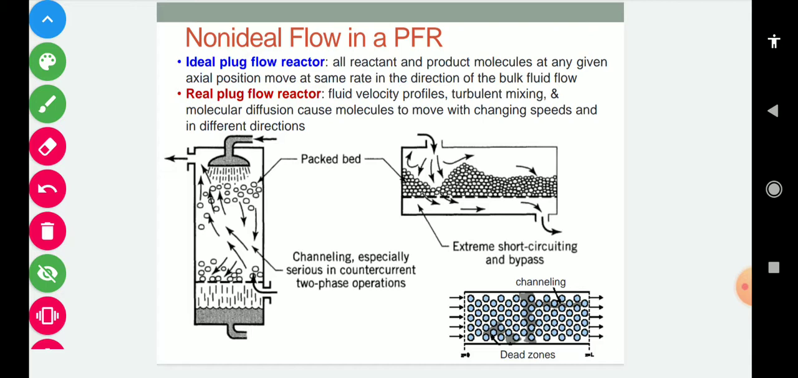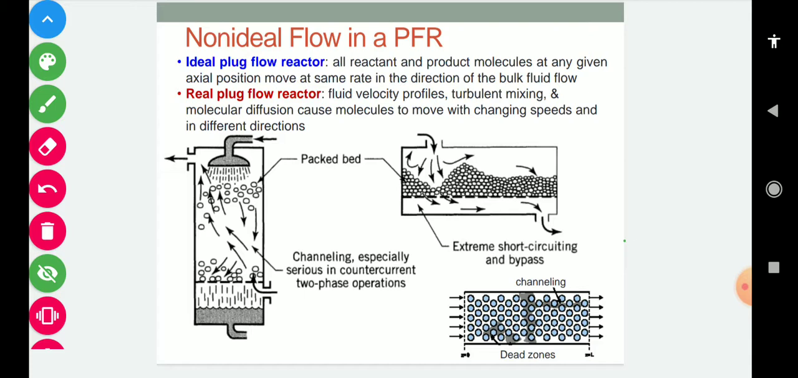But in the case of a real plug flow reactor, that does not happen, and there may be some level of intermixing by bypassing, short circuiting, channeling, dead zones, etc. Due to that, molecules spend different amounts of time.